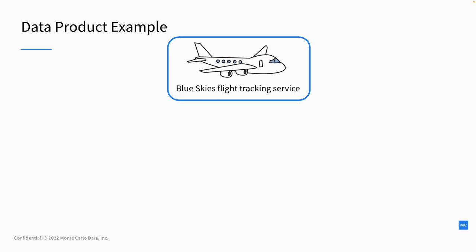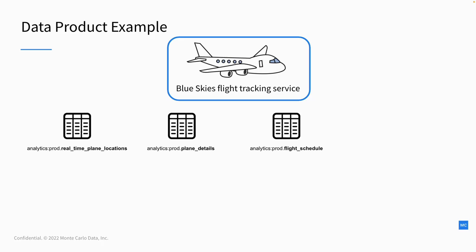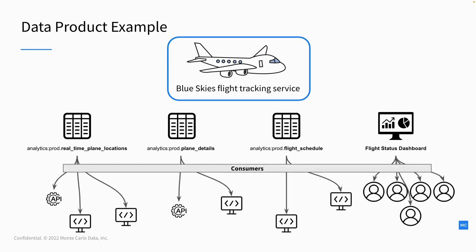Let's say I'm a company called Blue Skies, and as all good airlines out there, I have a flight tracking service that provides data on my airplanes. I have three tables that contain GPS coordinates, airplane details, and flight schedules, and an internal dashboard for my teams to monitor flight details. These assets have a ton of other consumers of this data. They may be an API interface, a client application, such as a mobile app for customers, or internal users of that dashboard we talked about.